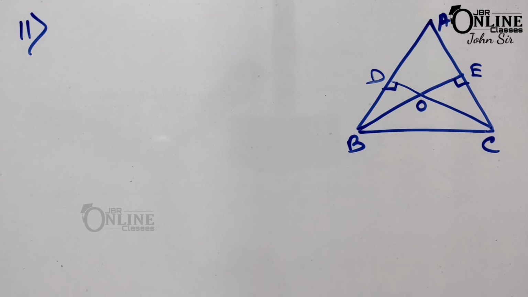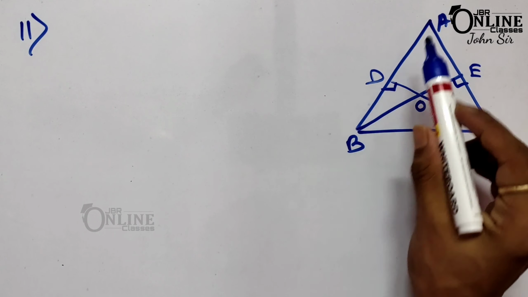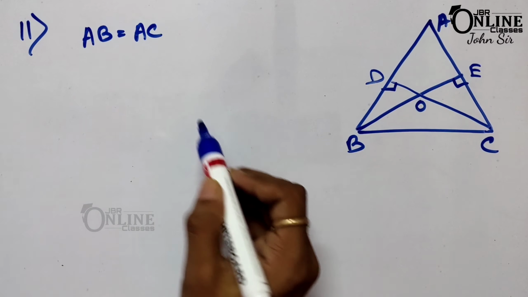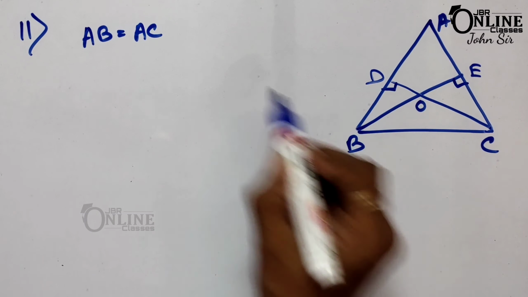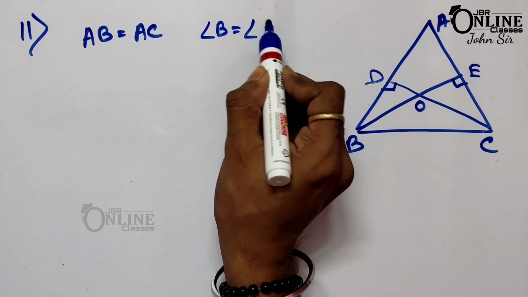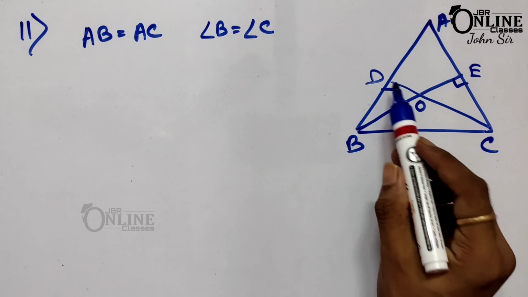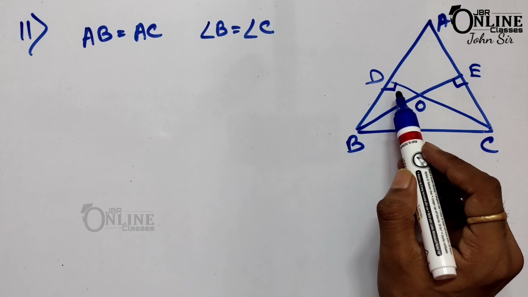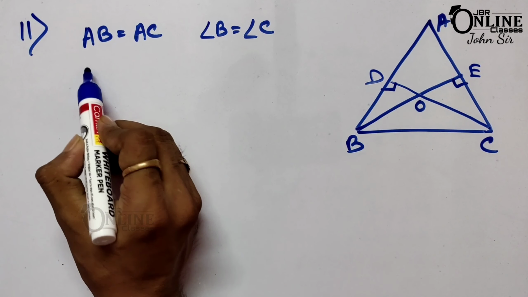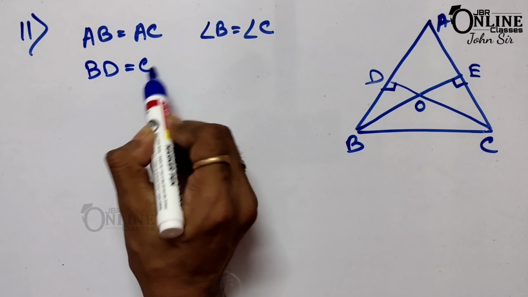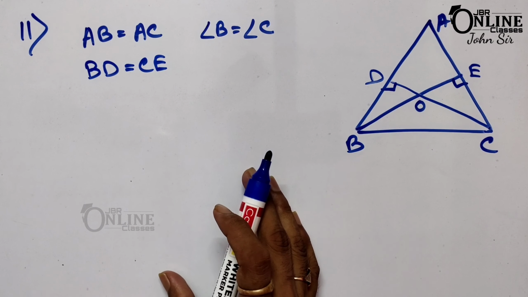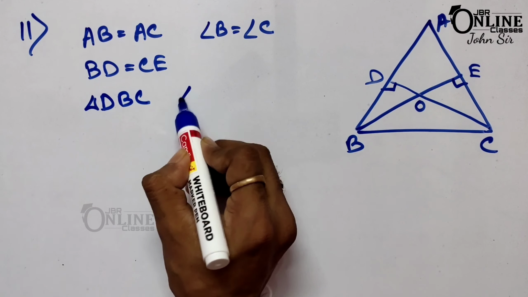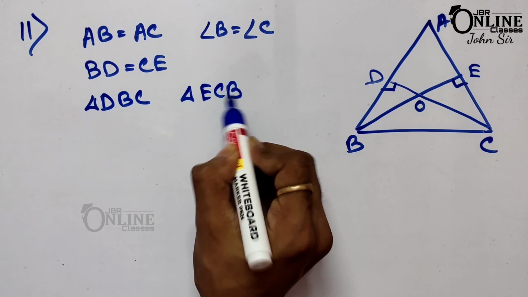Now sum number 11. In sum number 11, in the triangle ABC, here AB equal to AC. So if AB equal to AC, that means this angle B equal to angle C, and D and E are the points on the side ABC, respectively, such that here BD equal to CE, it's given. Then so that triangle DBC congruent with triangle ECB.